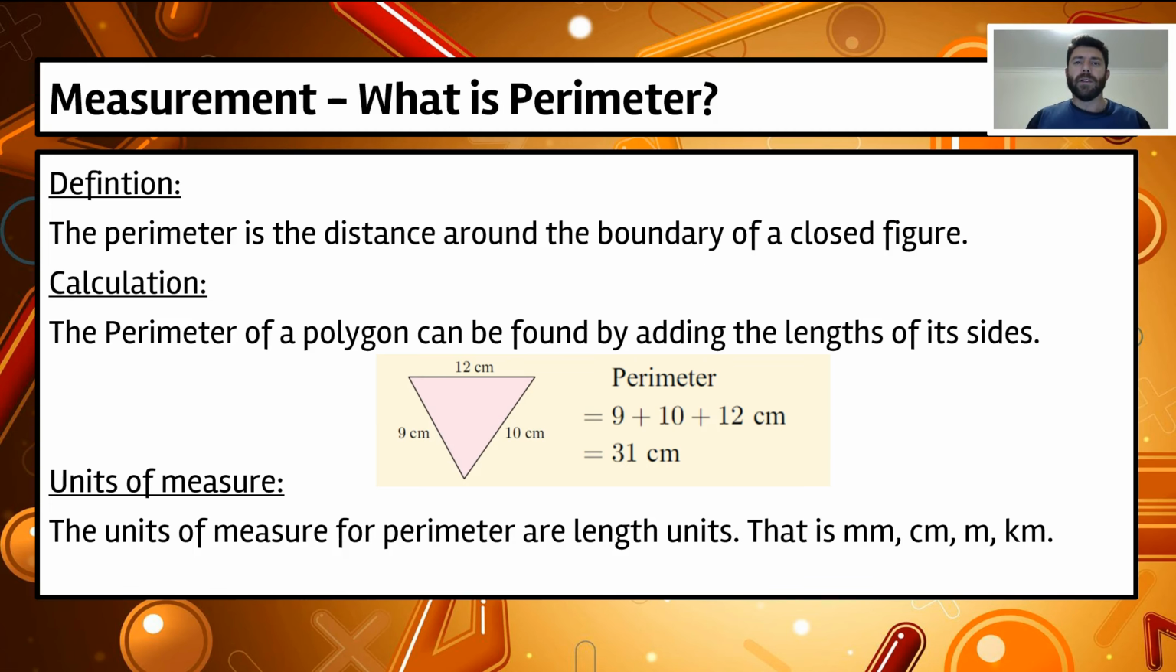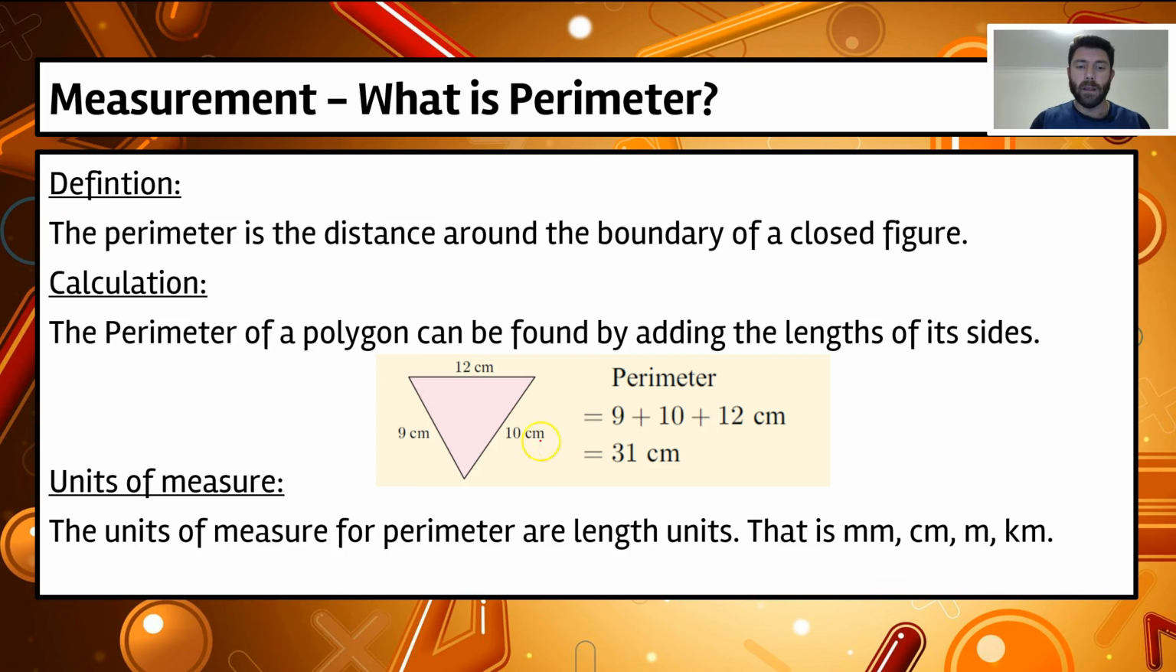If we look at the definition, perimeter is the distance around the boundary of a closed figure. That might be a shape, a polygon, or a figure out in the real world. What we're looking for is the distance around that figure. The perimeter of a polygon can be found by adding the length of its sides.